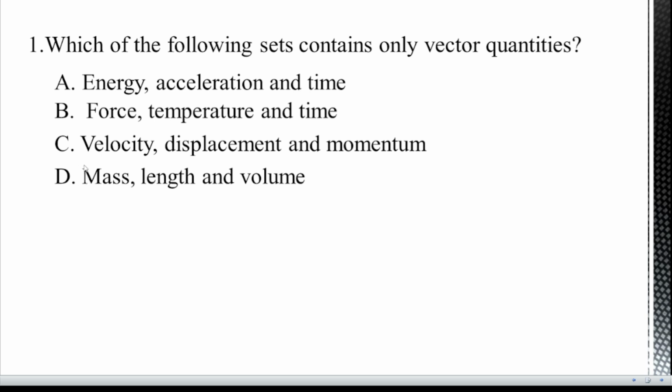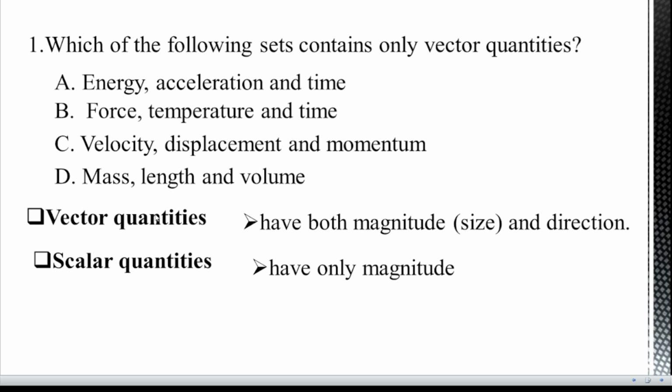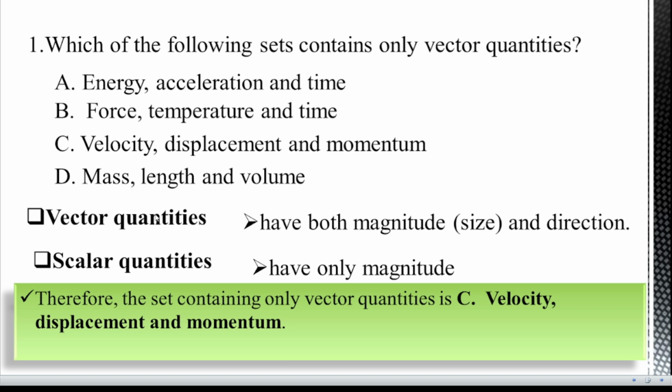Alternative D says mass. Under alternative D, mass, length, and volume are illustrated. Among them, the only vector physical quantity is length. The rest, mass and volume, are not vector physical quantities, rather they are scalar physical quantities. Great. And as I said, vector quantities have both magnitude and direction, and in reverse, scalar quantities have only magnitude. From this conclusion, our answer will be C. So therefore, the set containing only vector quantities is C: velocity, displacement, and then momentum. Great.